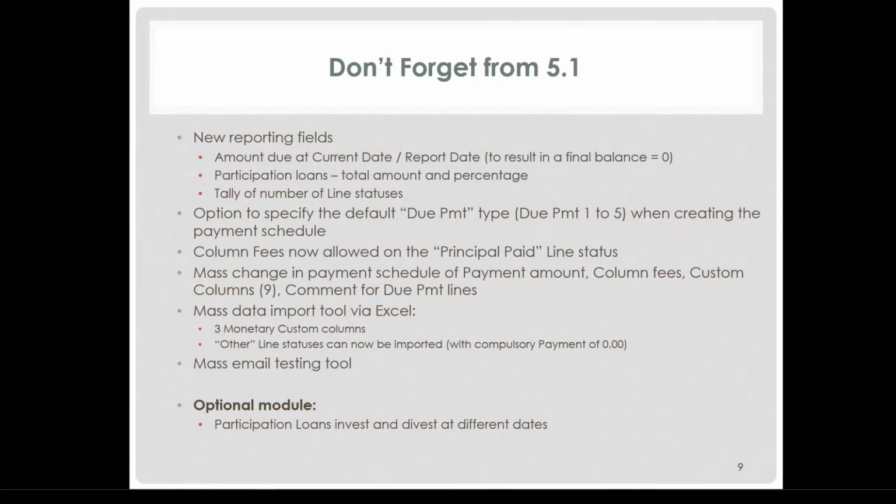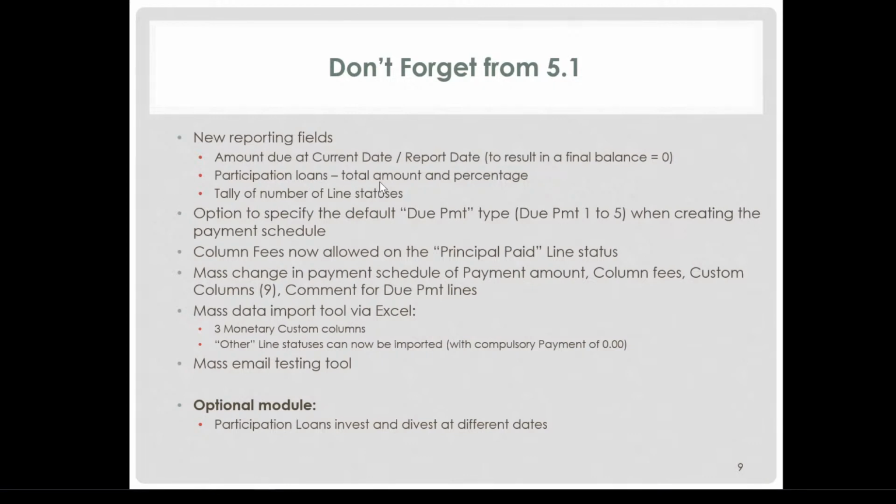We have a new reporting field, and one very interesting one is the amount due at current date. In other words, the person hasn't paid a few payments. So what is the amount they have to pay today to come back on track, to go back to a balance of zero? You can produce this amount in the reports or put it in your statements. So you are outstanding for, say, $1,000, and you would have to pay $965 today to get back on track. It's an interesting element for your borrowers to know.